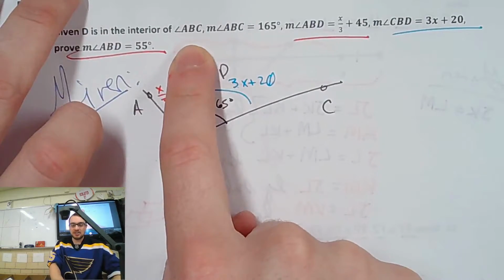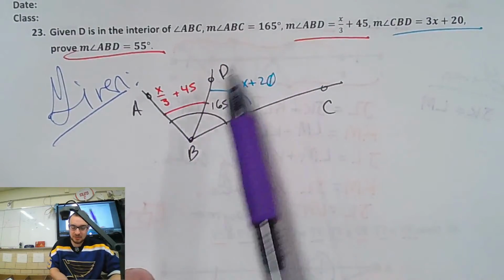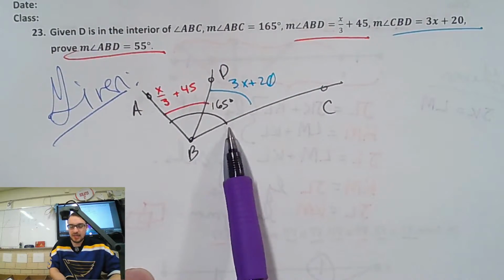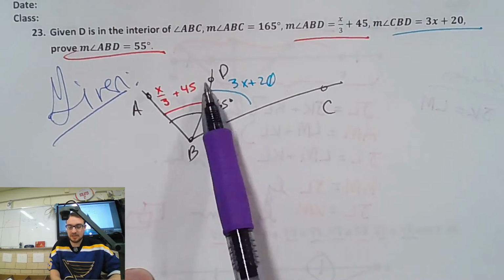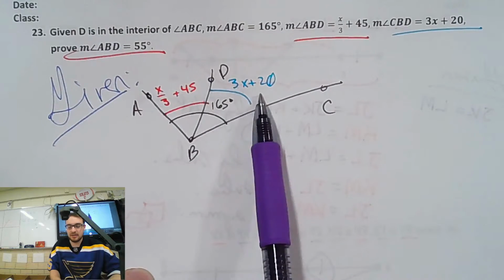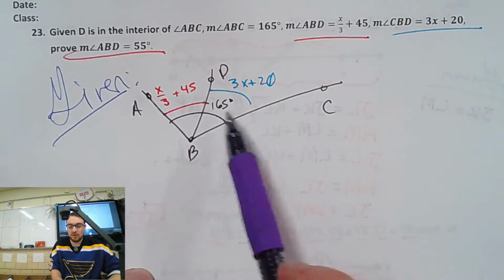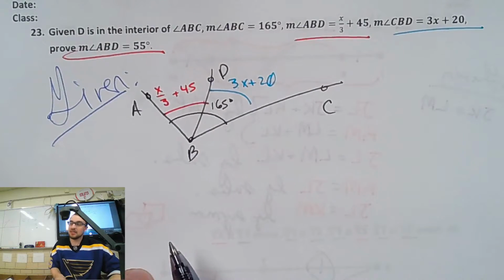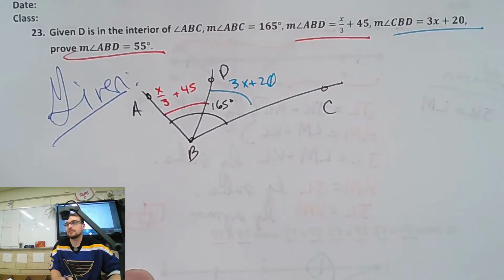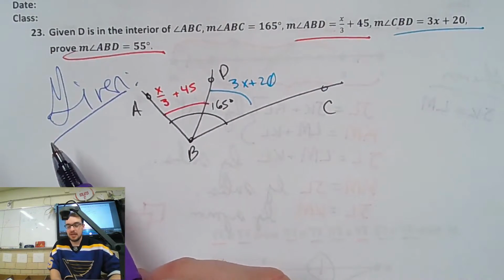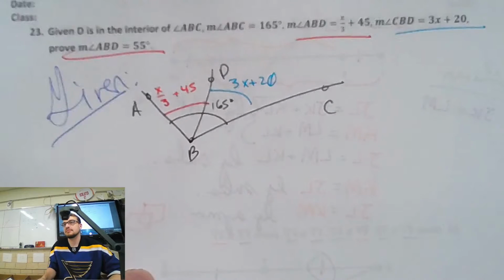ABC is an angle. It says D is in the interior of it, so I put D in the middle, the inside. It says that ABC is 165, so I wrote that. It says ABD is this stuff, so I wrote that. It says it's this stuff for CBD, so I wrote that. Here's how I'm going to solve this. ABD plus DBC gets me the whole thing, ABC. That's angle addition postulate. Then I'm going to substitute their values: that in for ABD, that in for CBD, and that in for ABC. Then I'm going to solve for x. Turns out x is 30. Then I plug it back in by substitution, and I get that ABD is 55. Done. How do you feel about that idea?